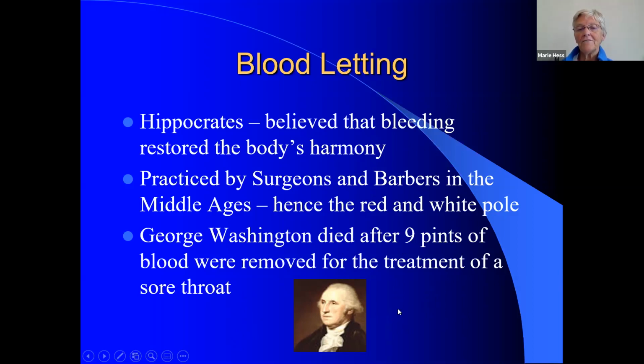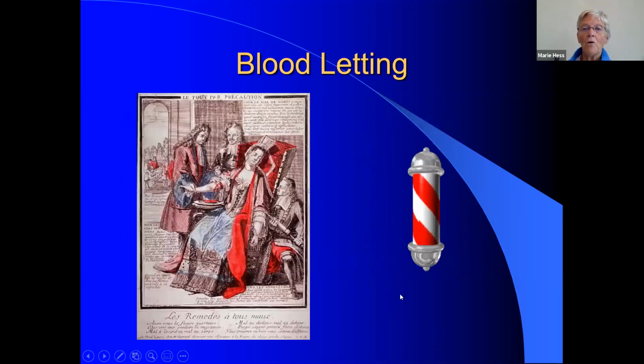Now, most likely, if they just left it alone, he probably would have been fine, but unfortunately, he died from bloodletting. And here's a picture of the pole, the red and white pole. So you could be a barber and a surgeon at the same time back in those days.